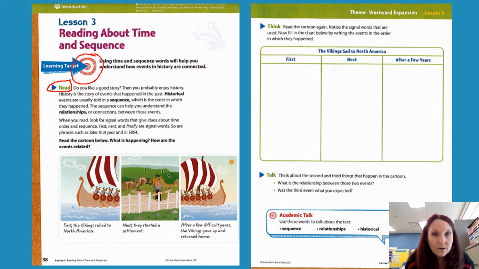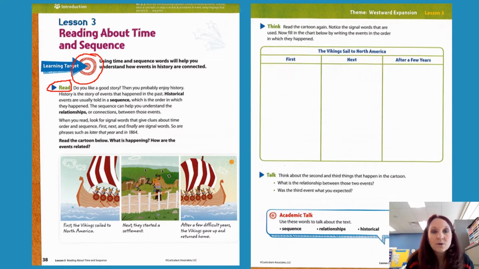Do you like a good story? Then you probably enjoy history. History is the story of events that happened in the past. Historical events are usually told in a sequence, which is the order in which they happened. The sequence can help you understand the relationships or connections between those events. When you read, look for signal words that give clues about time order and sequence. First, next, and finally are signal words. So are phrases such as later that year and in 1864.